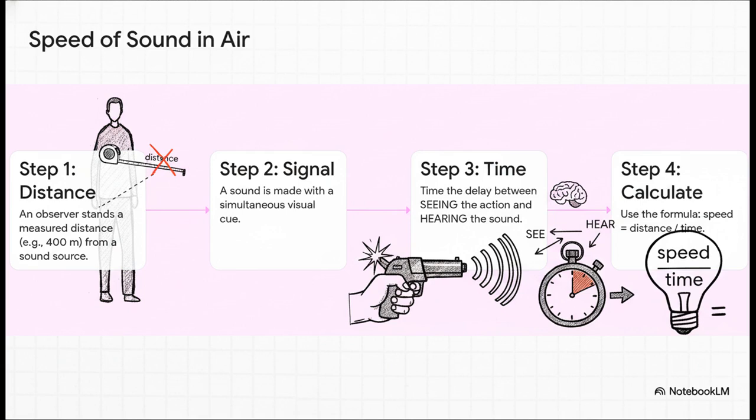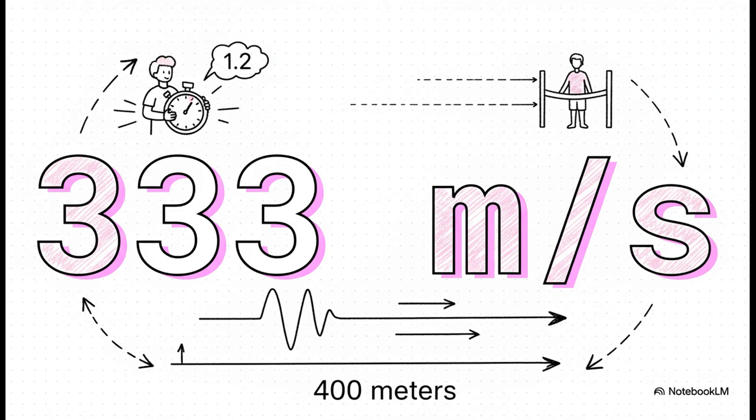The observer starts their stopwatch the instant they see the smoke, and they stop it the instant they hear the bang. After that, it's just grade school math. Speed equals the distance you measured divided by the time on your stopwatch. So, if we run the numbers from the example, a 400-meter distance and a time delay of 1.2 seconds gives you a speed of 333 meters per second.